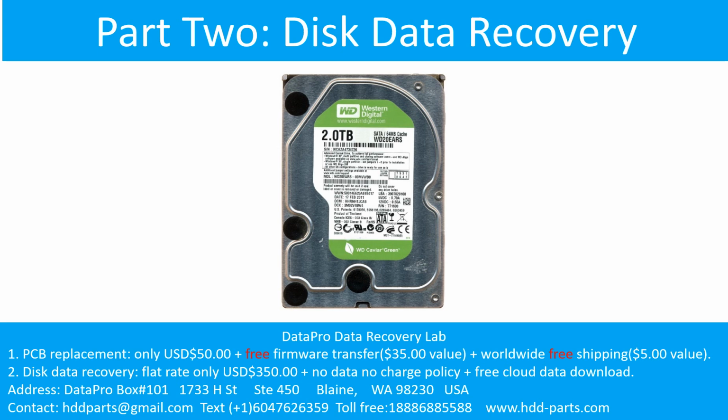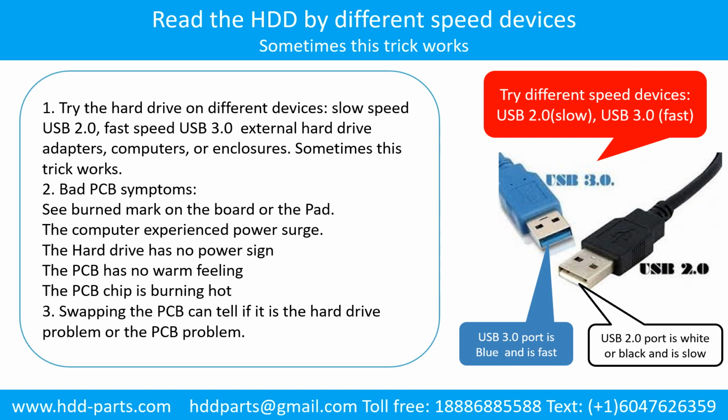Part 2. Disk Data Recovery. There are some simple ways to recover data from a hard drive. One of them is to try to read the hard drive with different devices, like different external hard drive adapters, computers, or enclosures. Because different devices use different ways to read a hard drive, sometimes this trick works.